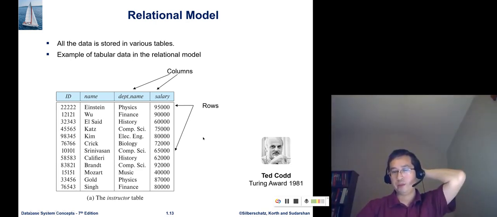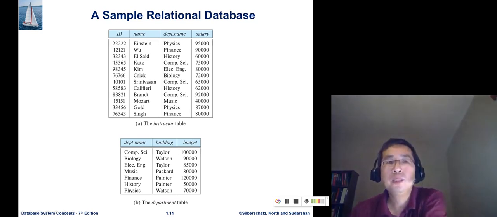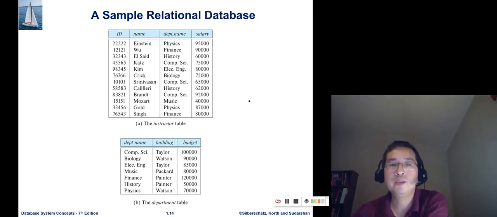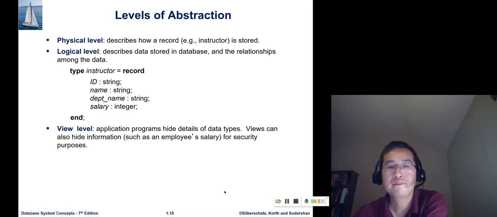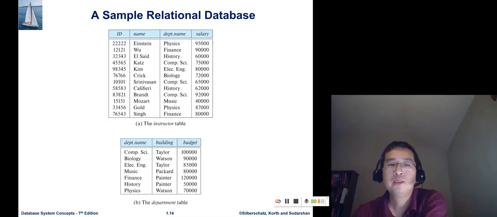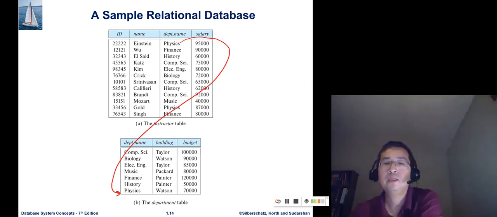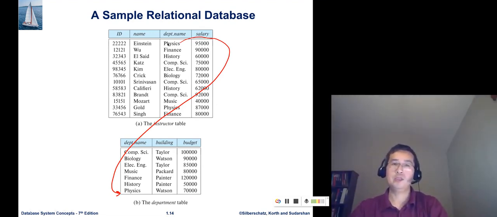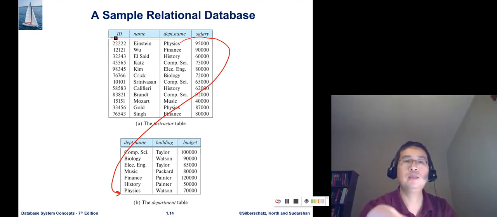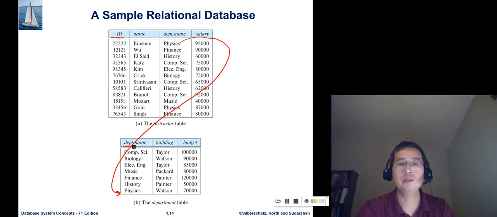And then here we have a sample relational database. The previous one was instructor, and then we added the department table. So this one will refer to the other. This is called a foreign key reference. It is not the key for this table, but it is the key for the other one. Department name is different: ID is the key here, and department name is the primary key of the department table.